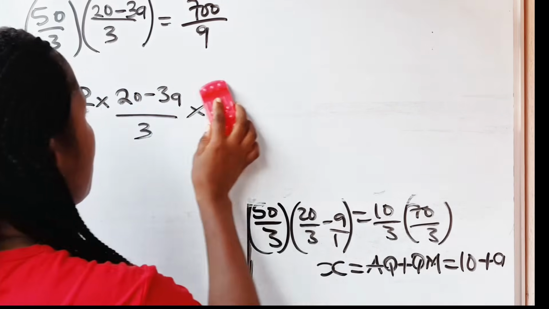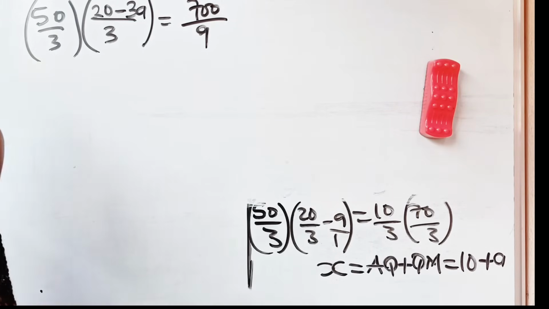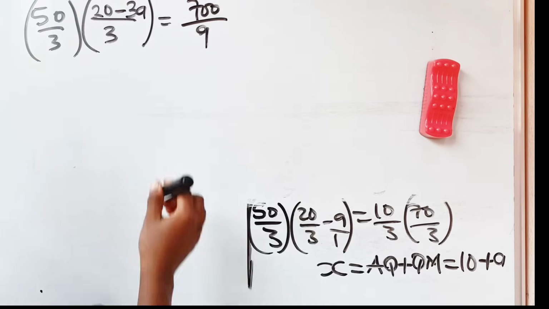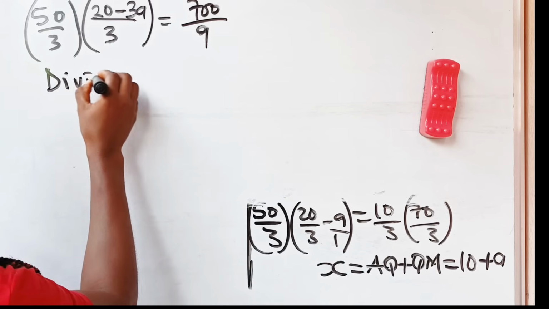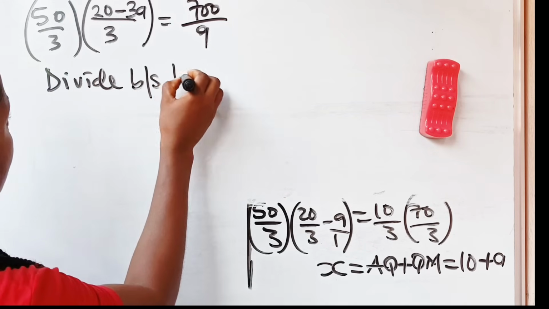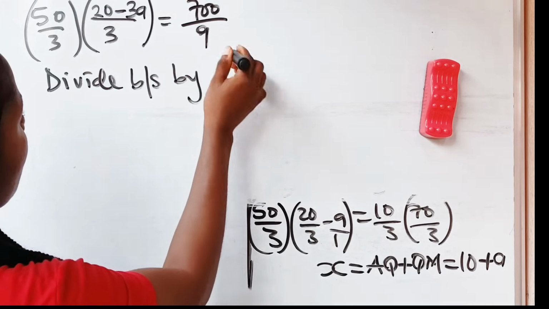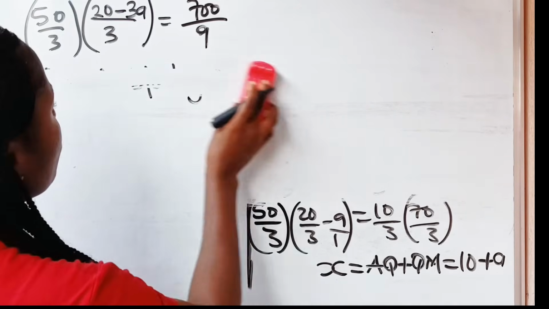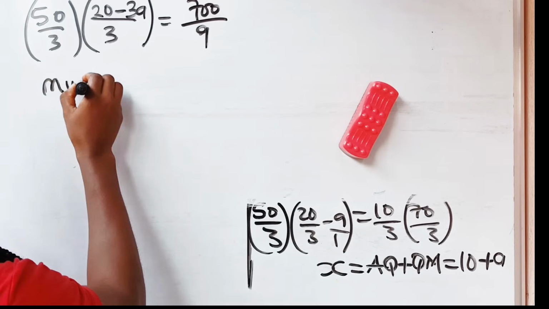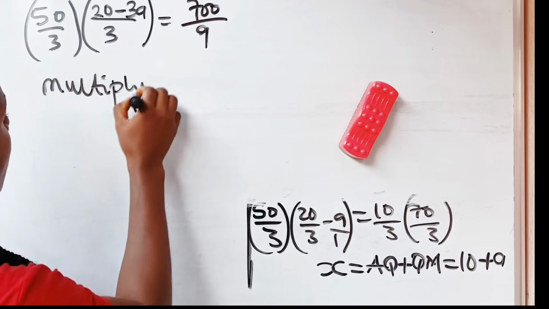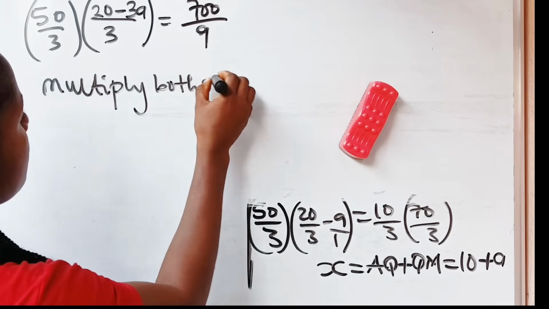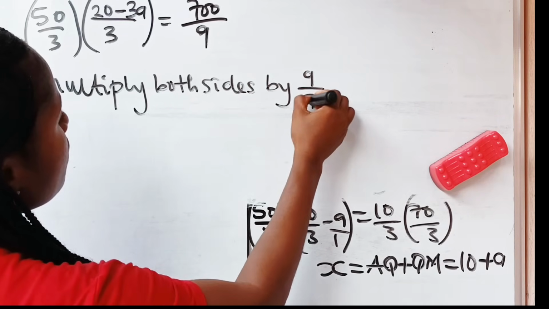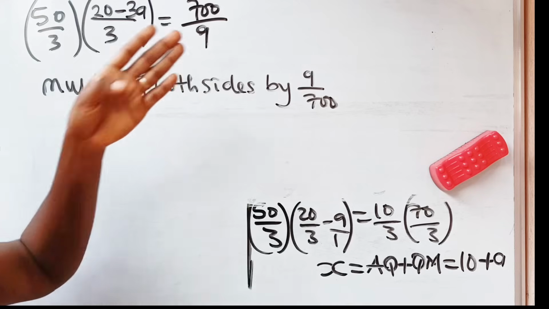Now, we're supposed to multiply both sides by 9 over 700. Let's do that, because I want to minimize our time. We have already taken so much time. So let's divide both sides by 7, no. Multiply, sorry. Multiply both sides by 9/700, so that we can cancel this out.